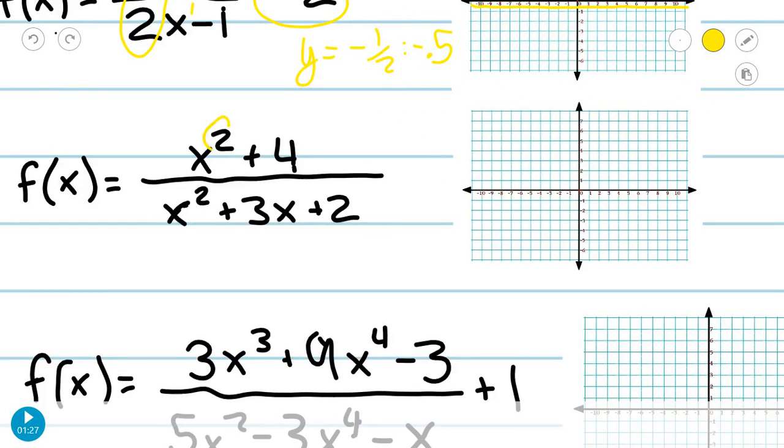So the degree of the top here is 2, degree of the bottom is 2. So I'm going to take the ratio of their coefficients. The coefficients of these values are both 1. So I'm going to say 1 over 1, and there's no vertical shift value, so I'm going to say plus 0. My horizontal asymptote has an equation of y equals 1, which will look like that. Do one more example.